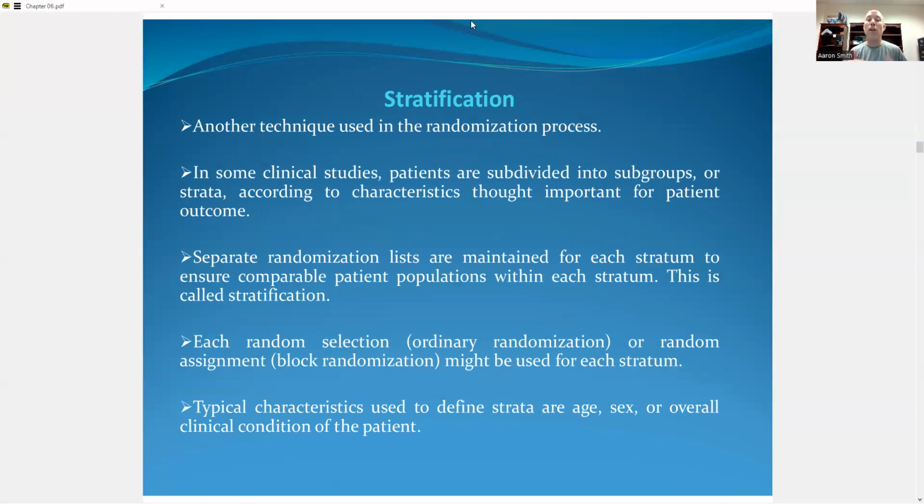Now, stratification, this is another technique. This is also used in the randomization process. So here, what we're going to do is divide our patients into subgroups, and we're dividing the subgroups by some feature that we, before the study, believe is very important. And then we're going to make sure that things are relatively evenly distributed in this manner. So with stratification, I'm identifying something that's important, and then I'm breaking up the subjects in my study by that particular feature.